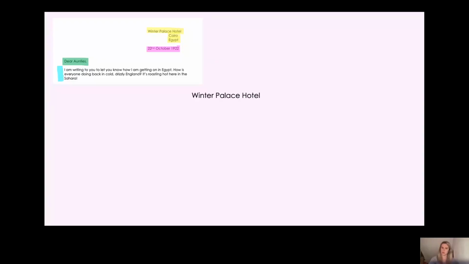Well, the first part of the address says Winter Palace Hotel. Now, what does this tell us? Well, this tells us where he is staying, the place he is staying. So he is staying in a hotel called the Winter Palace Hotel. Okay, then next, he's got Cairo. Now, you might not know what this is, but if you do, that's brilliant. Cairo is a city, just like Birmingham's a city and London's a city.